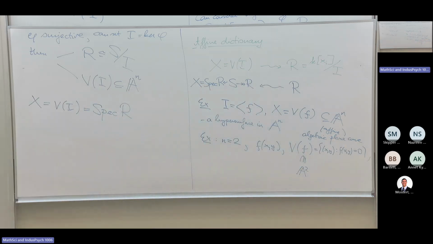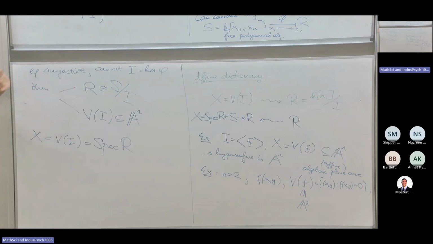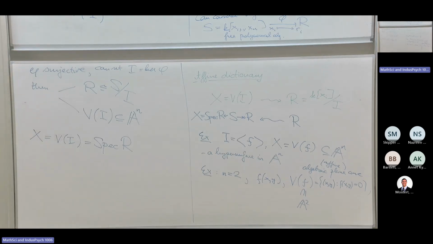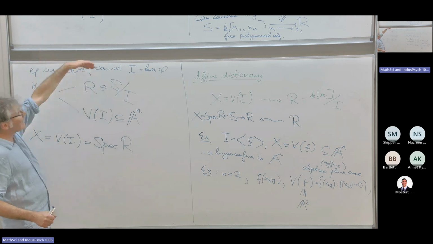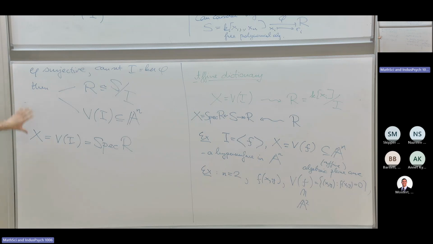Okay, so if you've never seen this before, then this is probably a little fast, but do ask questions. Do interrupt me if something is not clear. This really is the starting point of the whole course. I can't, of course, fill in all the details, but the main thing to remember is this dictionary between rings, finitely generated K-algebras, and subvarieties of affine space.